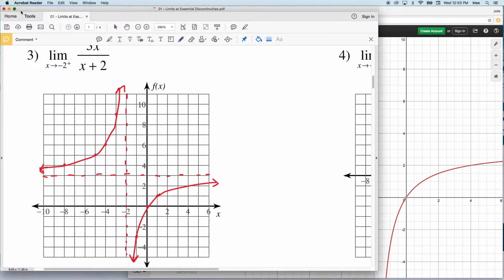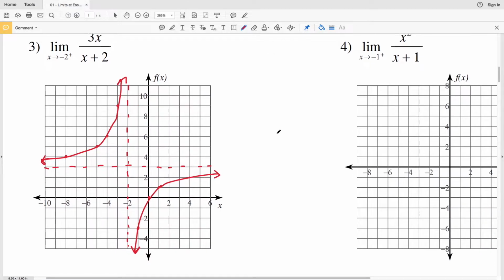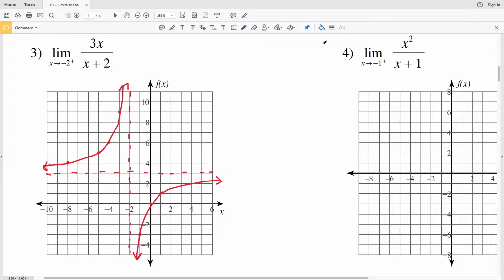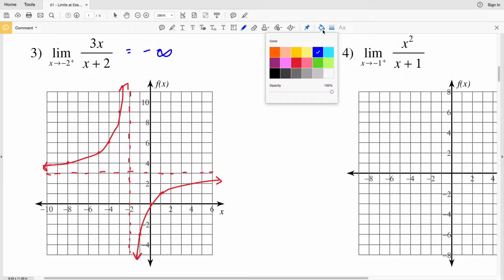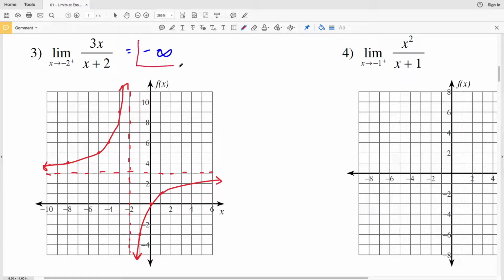So looking back at what we're to find in number 3, we're to find the limit as x approaches negative 2 from the right. Coming from the right on our function, approaching negative 2 for x, our function is approaching negative infinity. Therefore, negative infinity is our answer in number 3. However, I want to show you a quick tip for figuring that out without graphing.